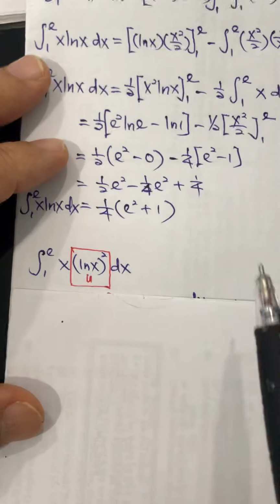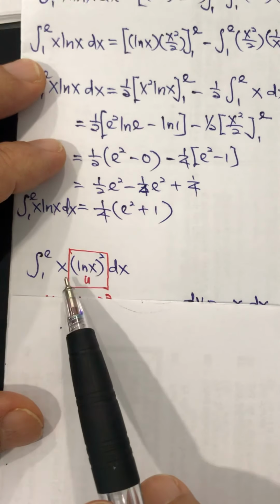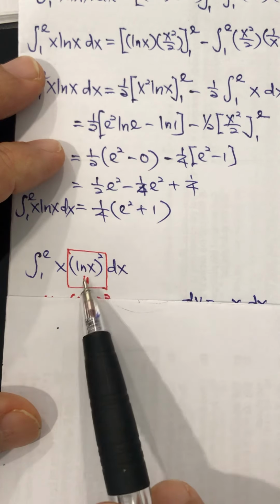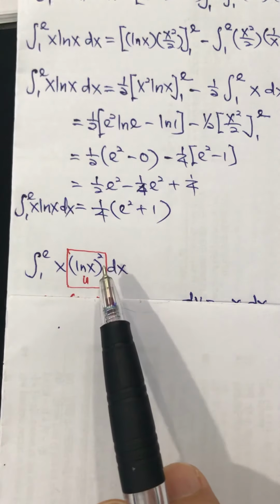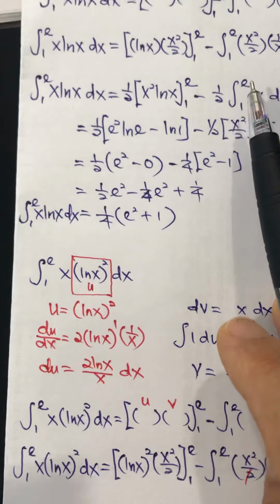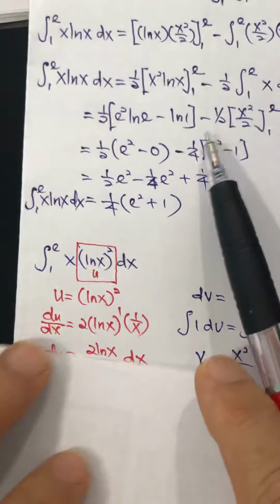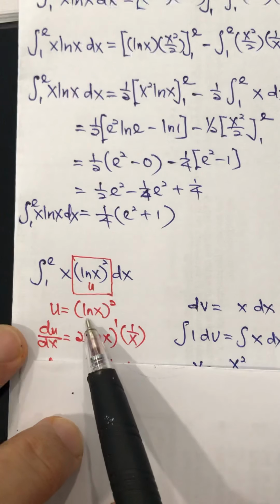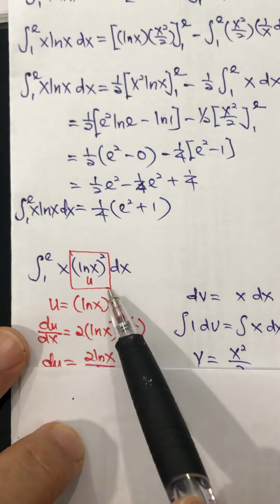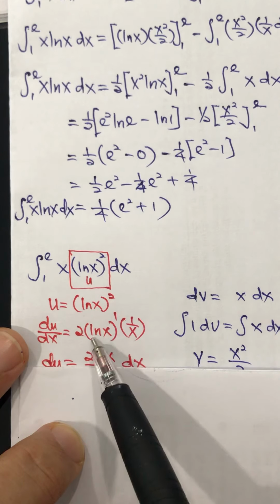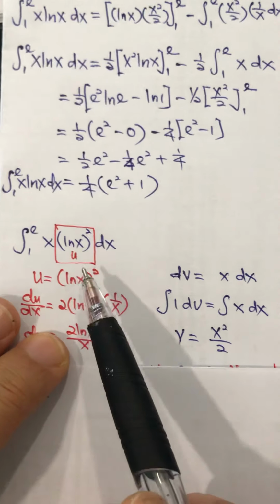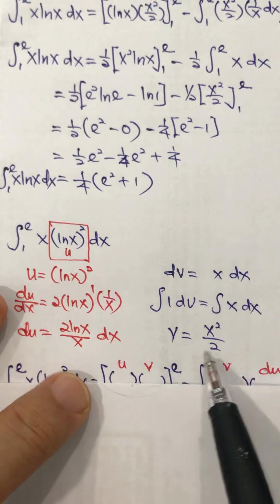Okay, you see here. Now you have x (ln x) square. Okay, so now this is the u. The u is always involved with the ln. Remember that. Okay. Then you can start. U is this one. Then the du you differentiate. 2 you bring it down, ln x. Then you differentiate the ln, you get 1 over x. So you get this. And then the dv will be x dx. Then you integrate, you get this.